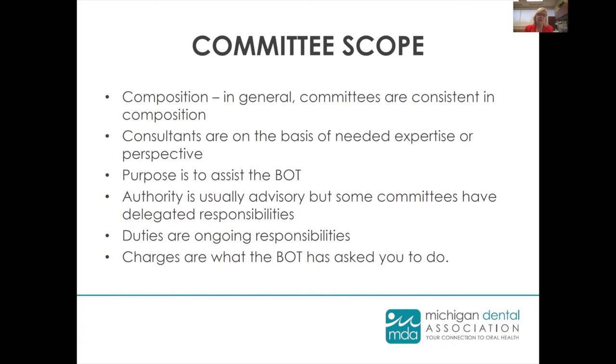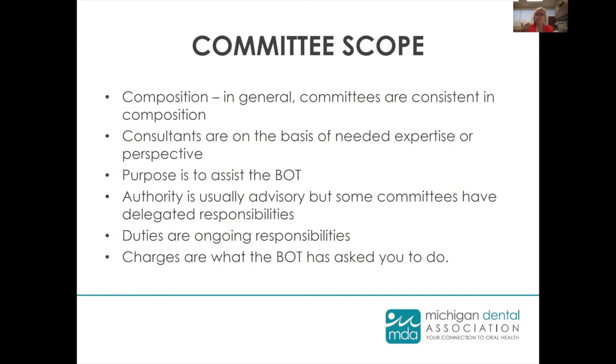And as I said, the authority is usually advisory, but some committees have delegated responsibilities. There's no doubt that the peer review committees all work within the peer review manual, that the annual session committee, the CE committee, there are many committees that do have very specific authority that has been delegated to them by the board. Duties are those ongoing responsibilities that are staked out for the different committees, and the charges are what the Board of Trustees has asked you to do.